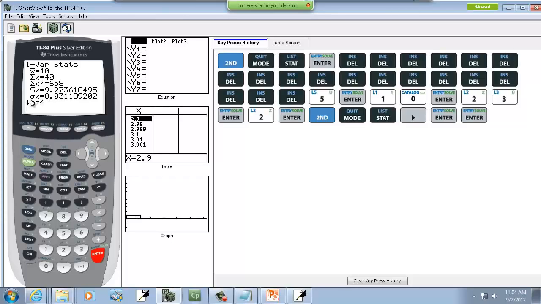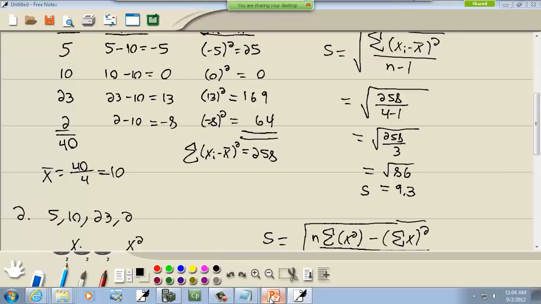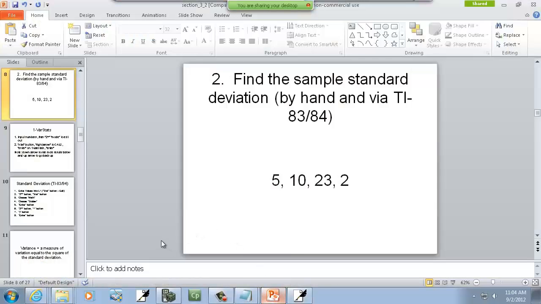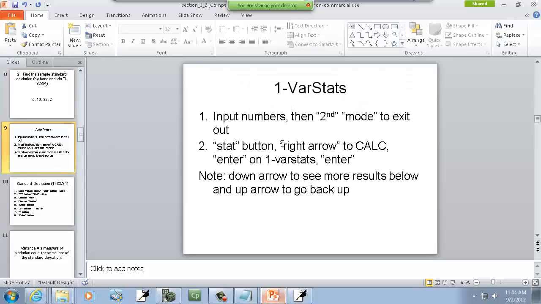The one right below it, that's the sigma with a flip, that's our sigma x. That's our population standard deviation. So whether you're given a problem asking for sample standard deviation or population standard deviation, 1-Var Stats will give you both of those. And I put the steps here to refresh your memory.